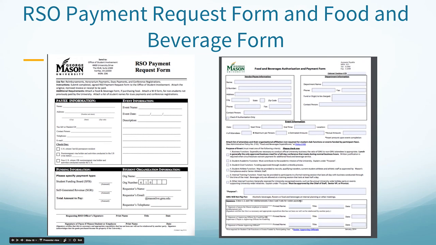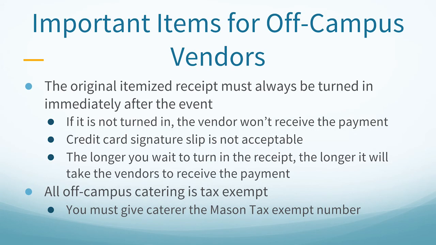If the vendor does not take a purchase order and you still want to use the vendor, then the only option would be for the organization to pay the vendor and seek reimbursement from student involvement. You will fill out the RSO payment request form, and if the order is over $2,000, then the food and beverage form would also need to be submitted to sibudget@gmu.edu. For the RSO payment request form, you need similar information as the purchase order request.